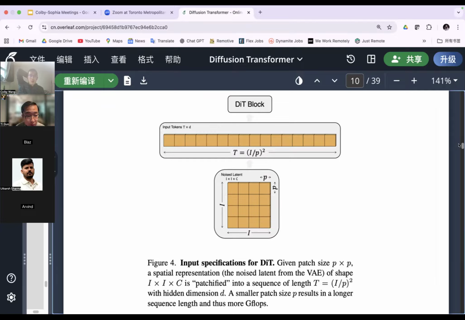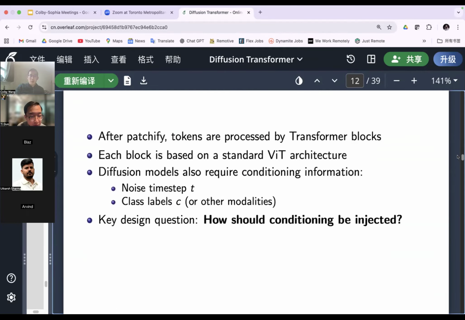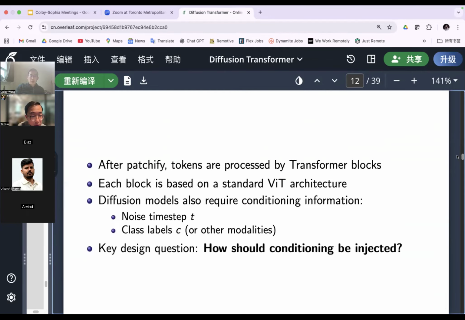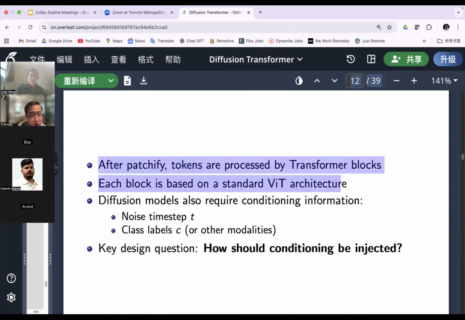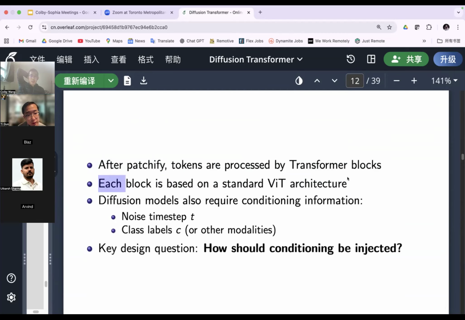Okay, let's continue. We'll talk about this in the diagram. Each patch or each block within the DiT has a ViT, and ViT is basically a transformer.